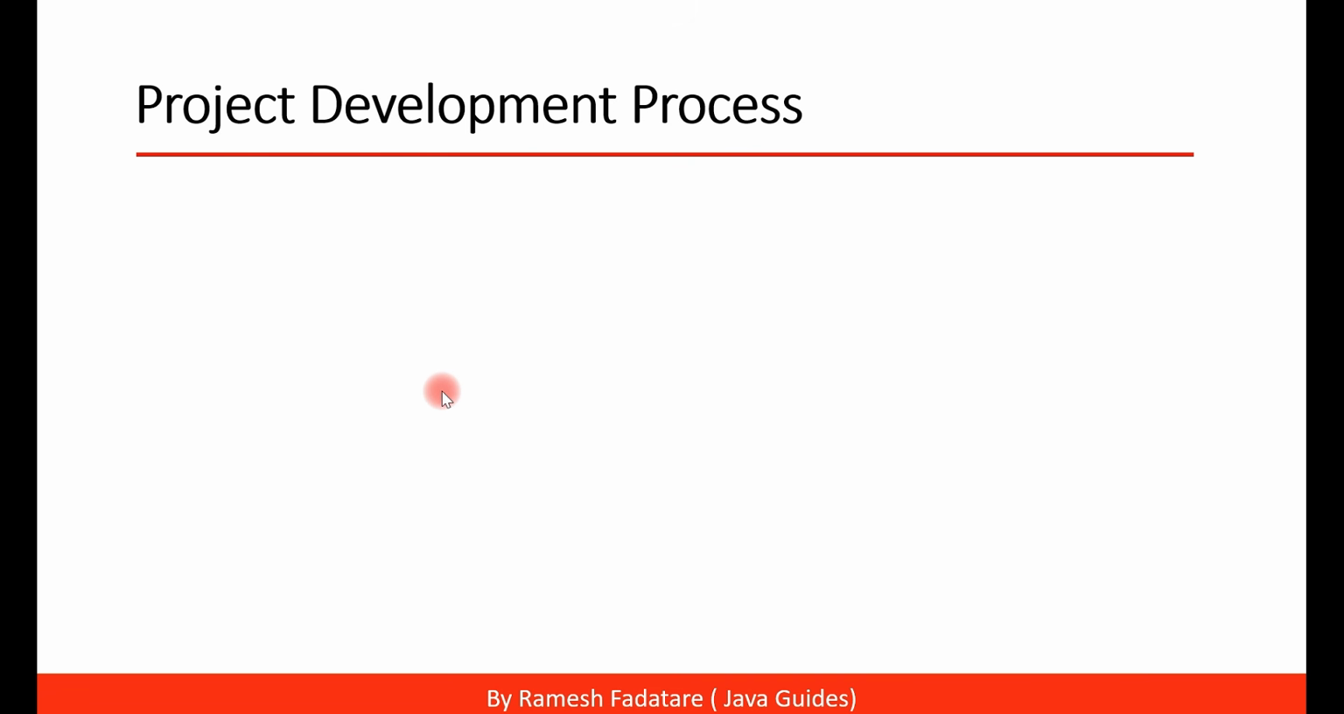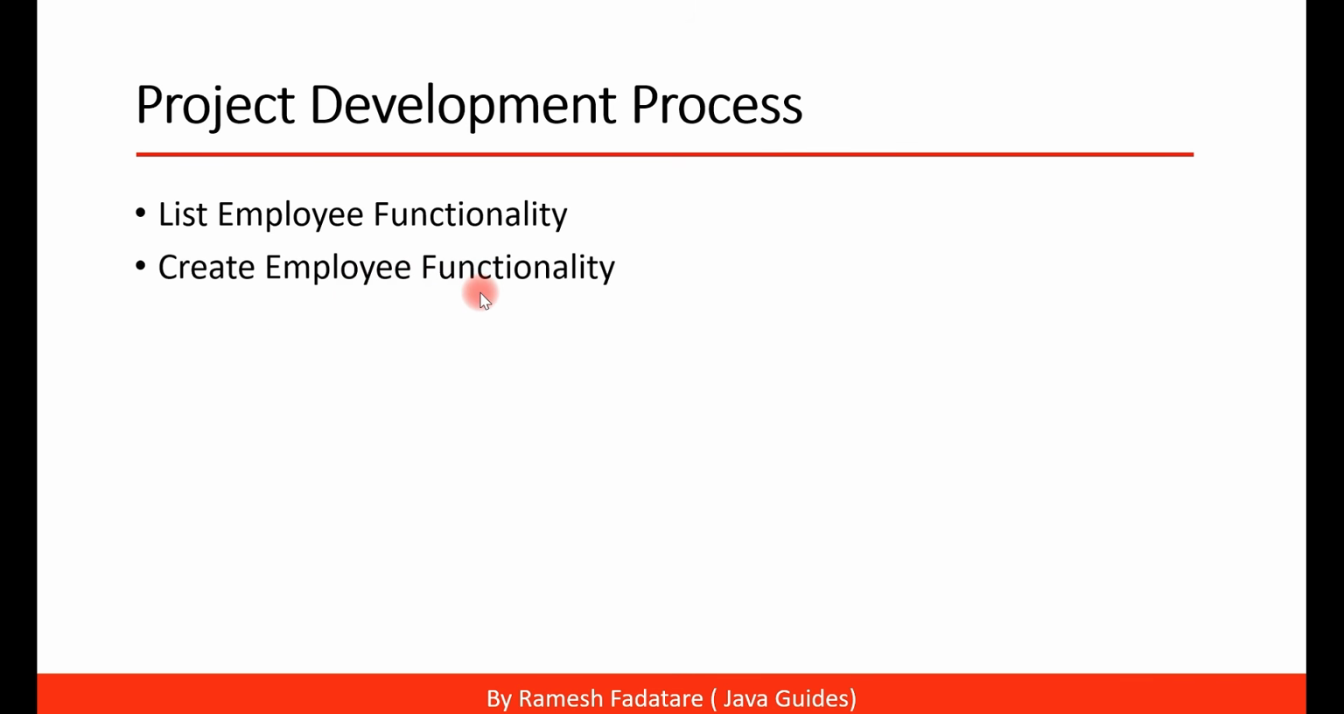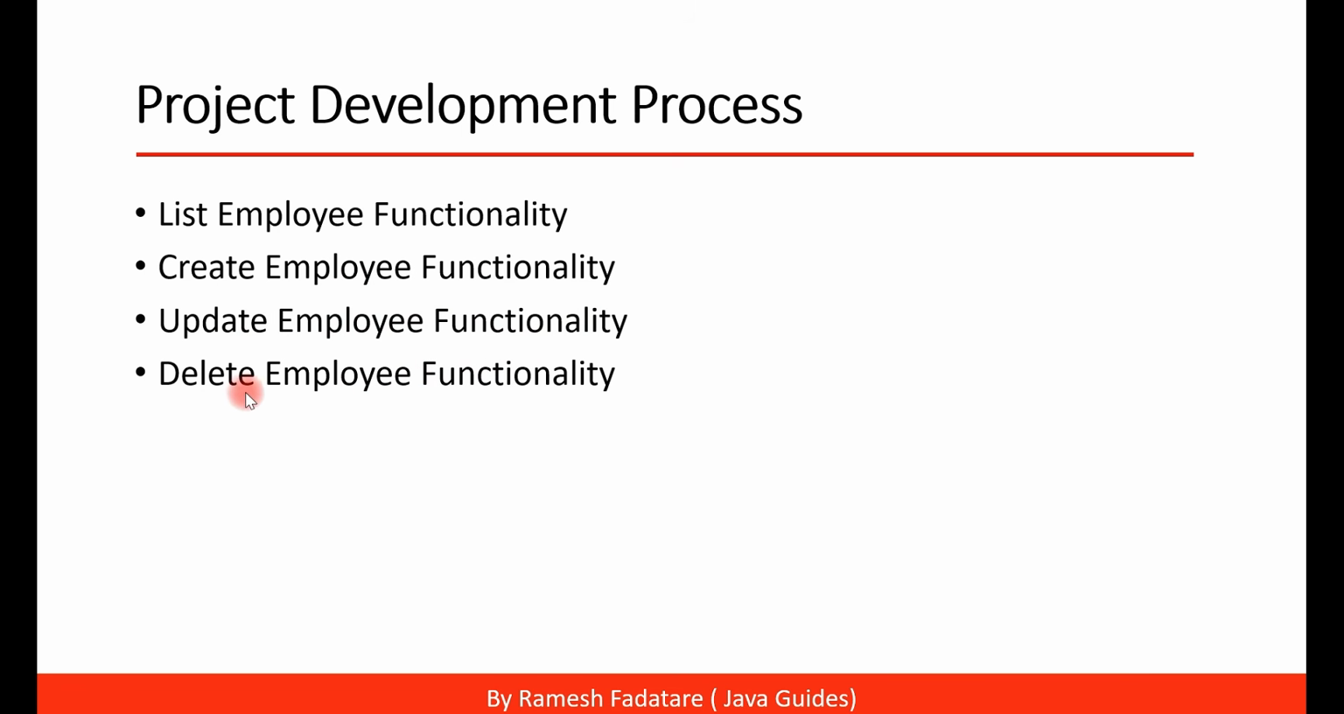Now let's understand the project development process. So we'll basically develop 5 functionalities, and we'll begin with list employee functionality, and then create employee functionality, and then update employee functionality. Next we'll develop delete employee functionality, and finally we develop view employee functionality. So in this order, we'll first begin with list employee functionality, and then create, update, delete, and view.